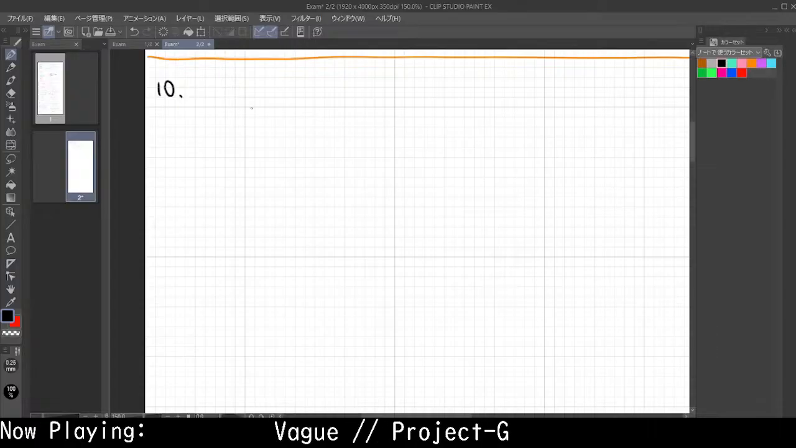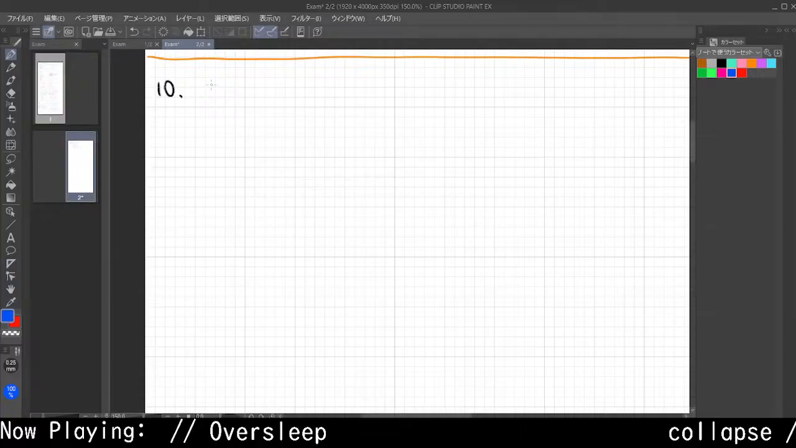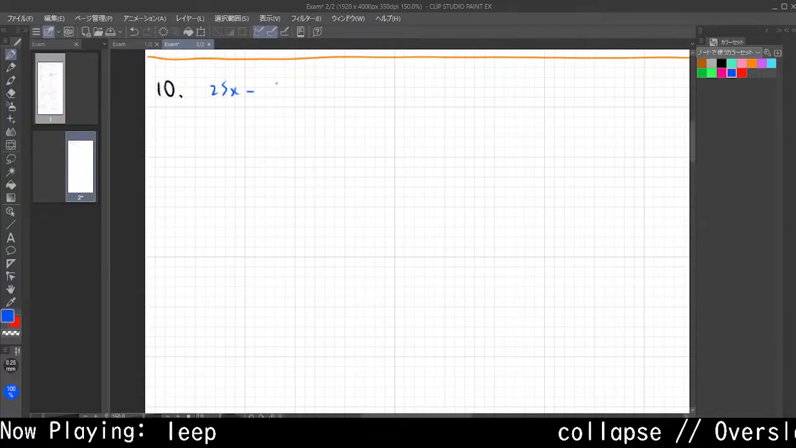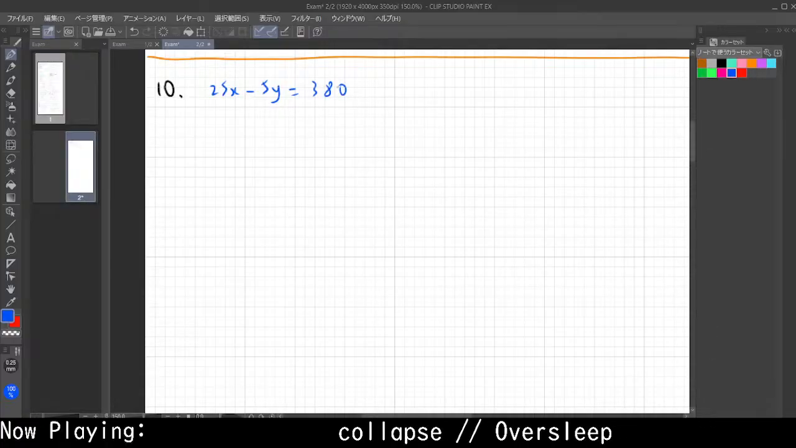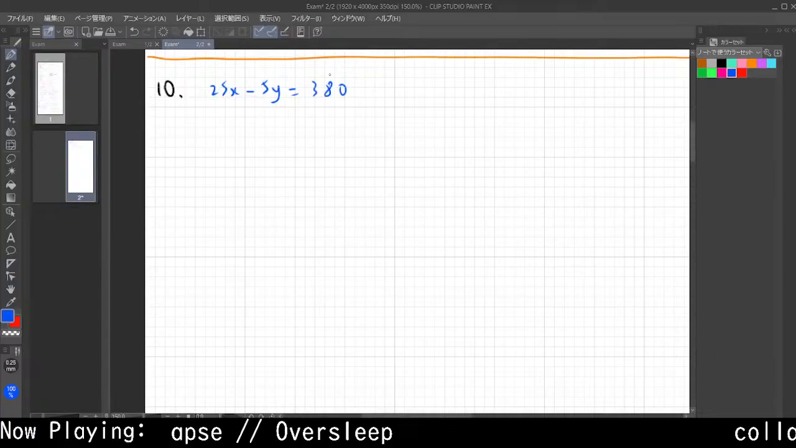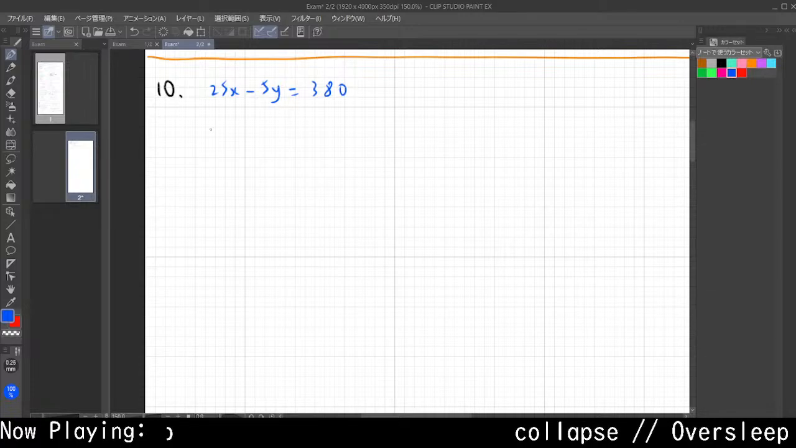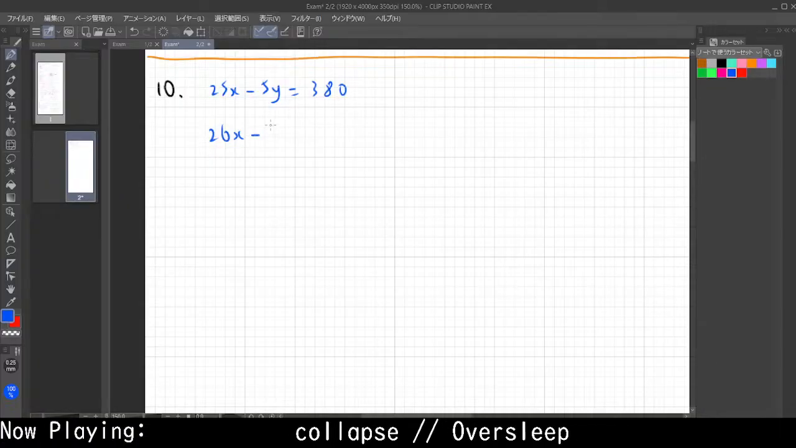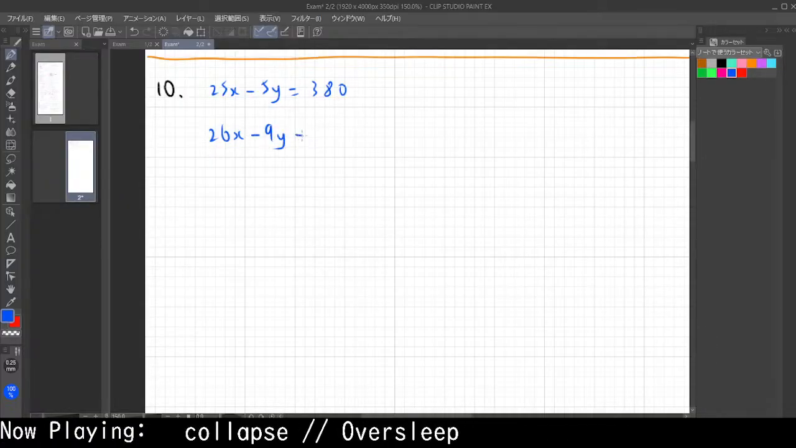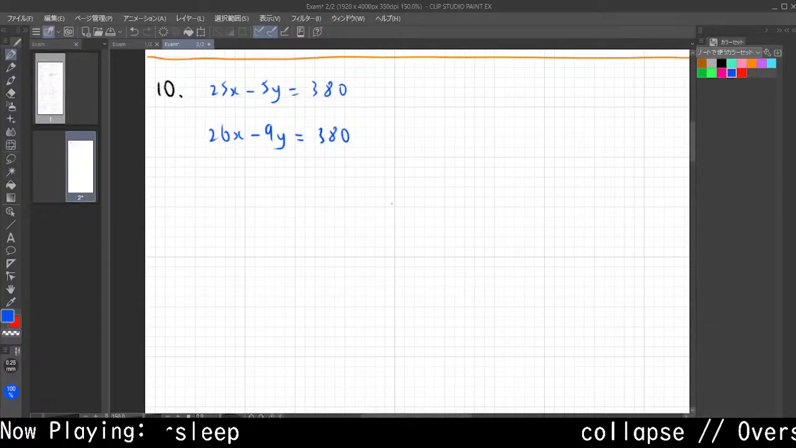So the equation that you should start with should be 25x minus 5y equals 380 marks. You answered 25 correctly, then you answered 5 wrongly, so you minus 5y. The same goes for the second equation: 26x minus 9y, because you answered 9 questions wrongly, so you minus it out.